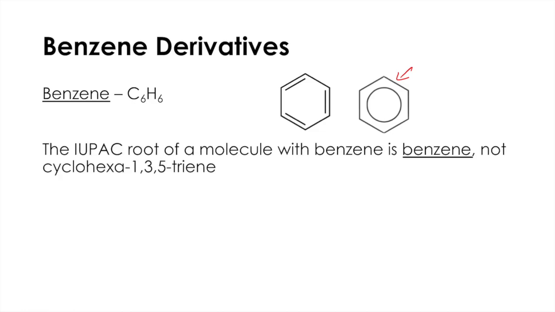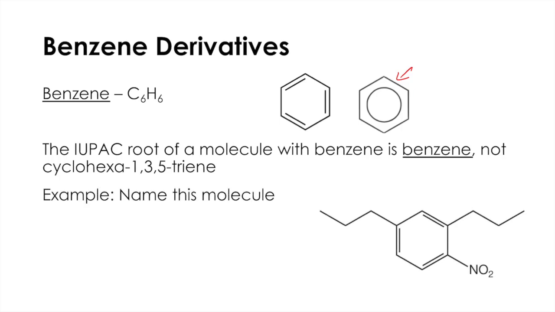So to name it, we just use the name benzene. We don't need to use the actual full-out name cyclohexyl-1,3,5-triene. Because this is so common, IUPAC has actually designated benzene as the official name of this molecule. And so if there's substituents on it, we just name it like we would any other root. So in this case, 3 substituents.